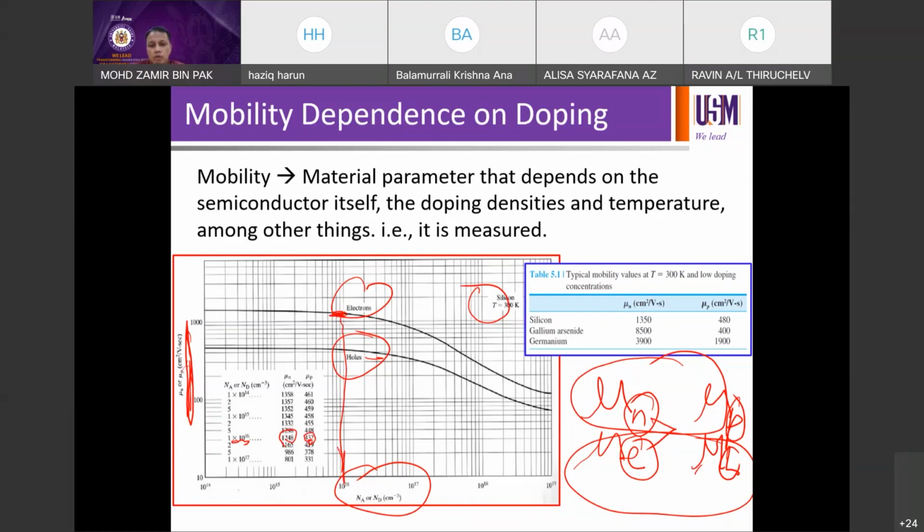Okay. So what happens to electron mobility if you dope your silicon at 1 times 10 to the 18? What happens to the mobility of your electron in your silicon when you dope it at 1 times 10 to the 18? Decreases, yes. What is the value of the mobility at 1 times 10 to the 18?